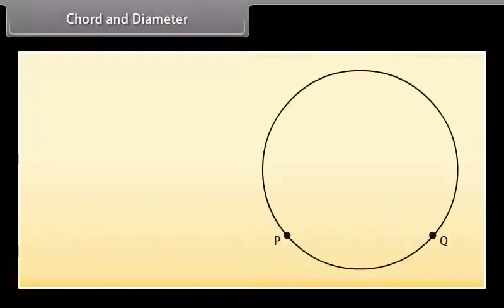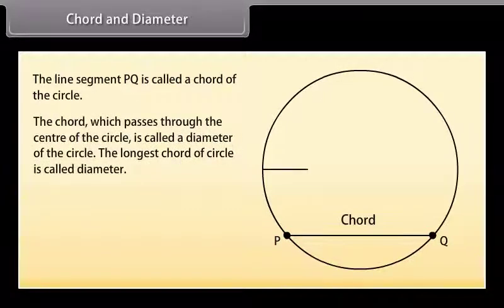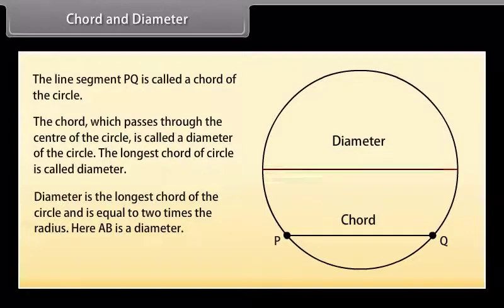Chord and diameter. If you take any two points on the circle, say P and Q, and join them, then the line segment PQ is called a chord of the circle. The chord, which passes through the center of the circle, is called a diameter of the circle. Diameter is the longest chord of the circle and is equal to 2 times the radius. Here we can see that AB is a diameter.